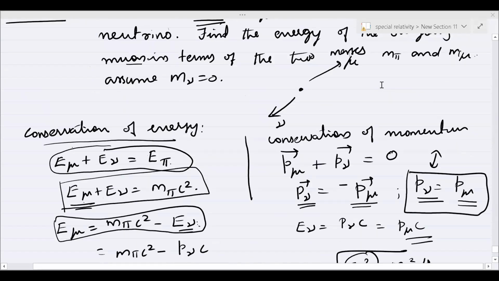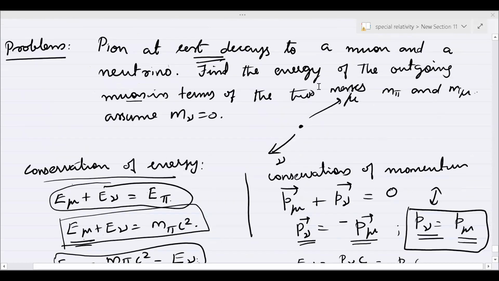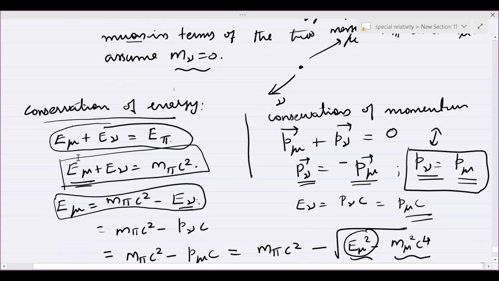All right. So the pion at rest decays to a muon and a neutrino. Find the energy of the outgoing muon in terms of the two masses m pi and m mu. Assume m nu is equal to 0. So first we write down the conservation of energy.